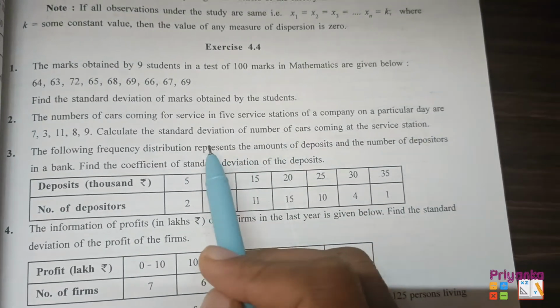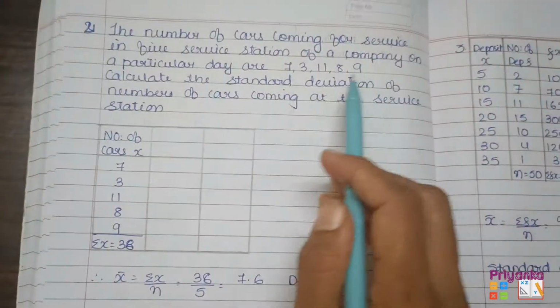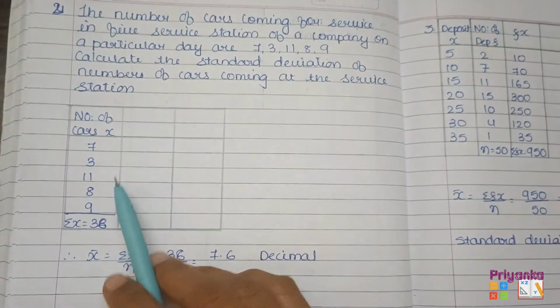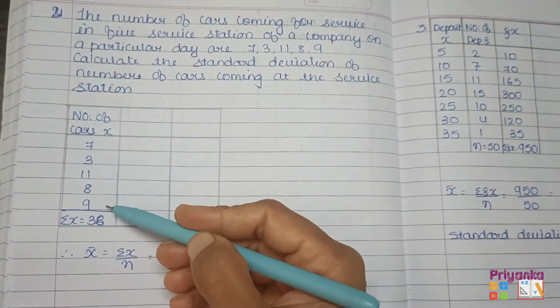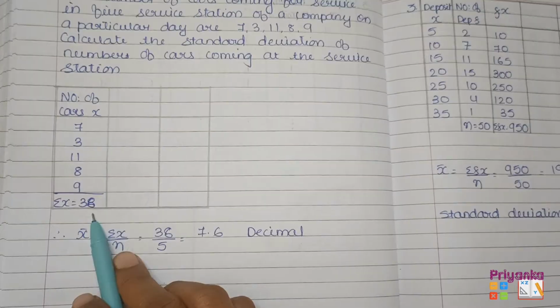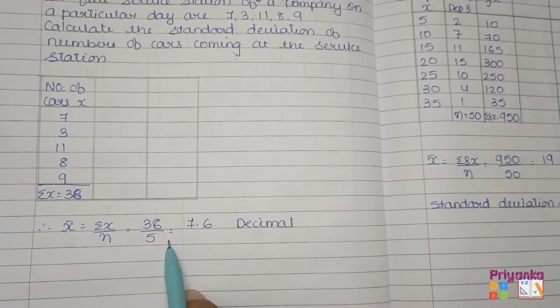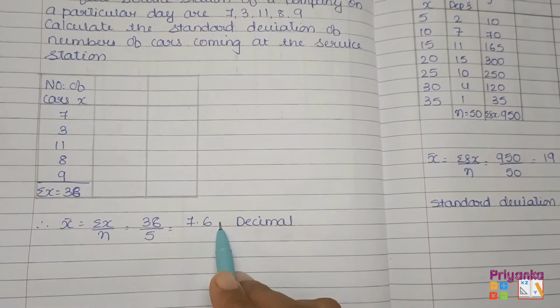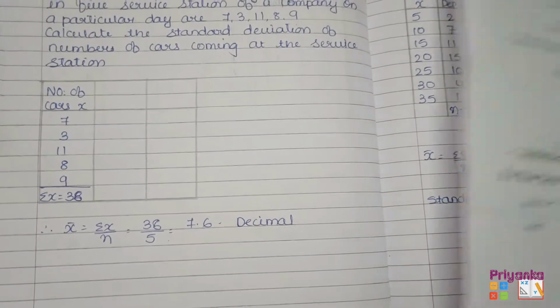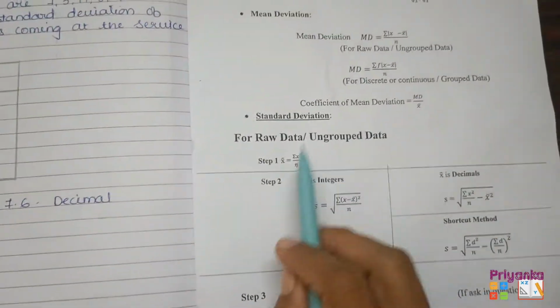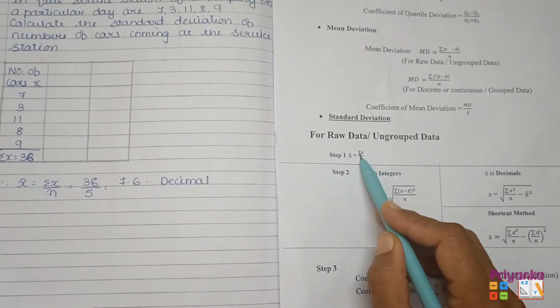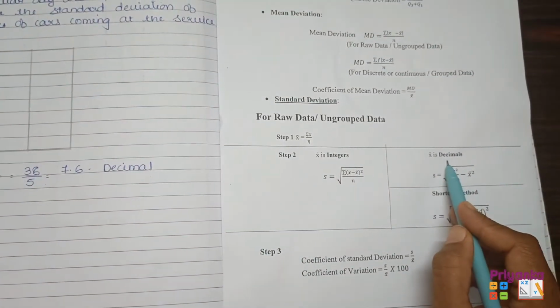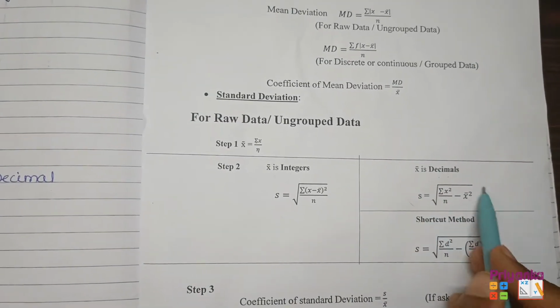So now let's take all this information in the book. Here I took all the information in the book. After writing the x, I got the total 38, which has been divided by the number of observations 5, and the answer is in decimal. Now you can check the formula. The first step, finding the mean, is complete, and we got the answer in decimal. If you get the answer in decimal, this is the formula to be used.